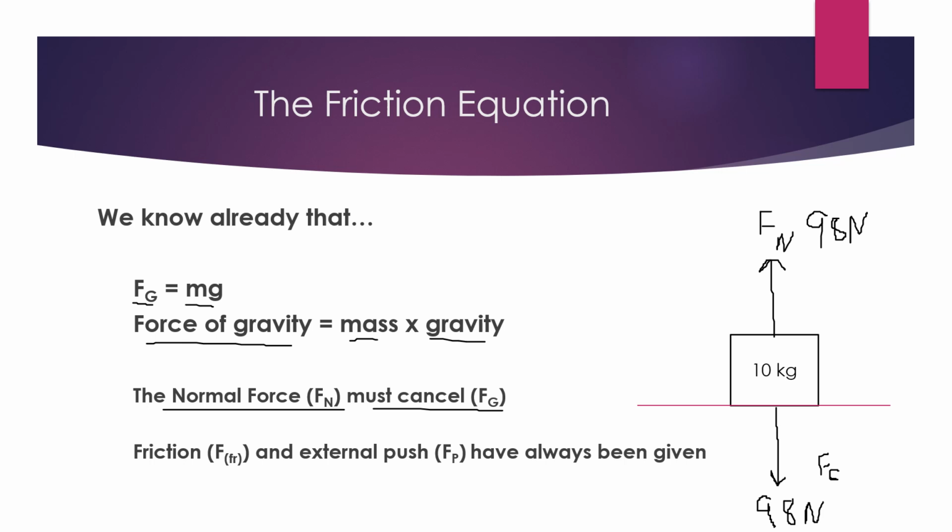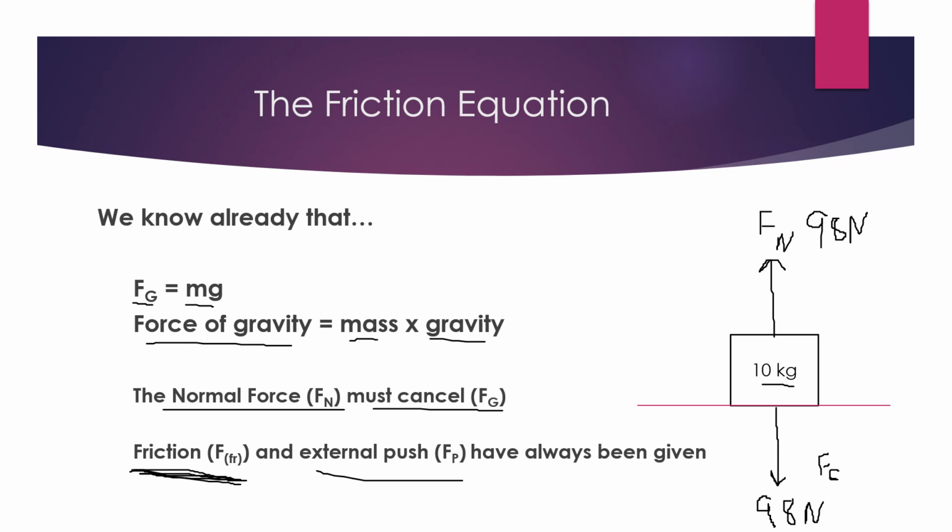Now, for those of you who did all the work last week, you may have seen some comments. Please do not forget the up and down arrows. They will be important, and today is the day where we're really going to see why they matter. If I look at this box of 10 kilograms, the down arrow is just mass times gravity, and the up arrow has to be the same thing to cancel it out. And every single time, the friction and the push, at least one of them had been given, and we could solve for the other one. Or maybe both were given. But we've never had to calculate the friction straight from other forces before.